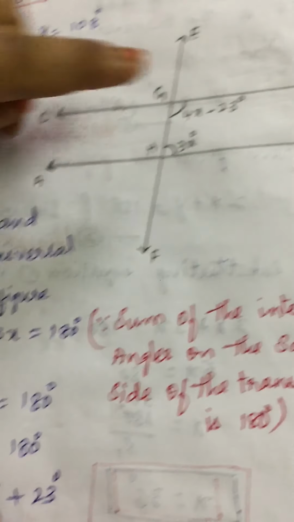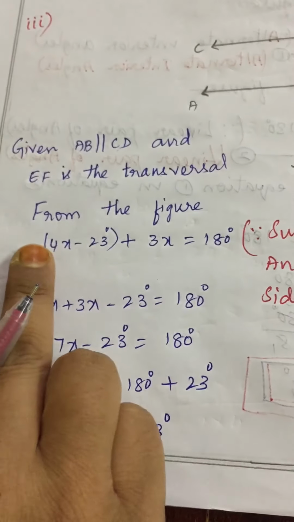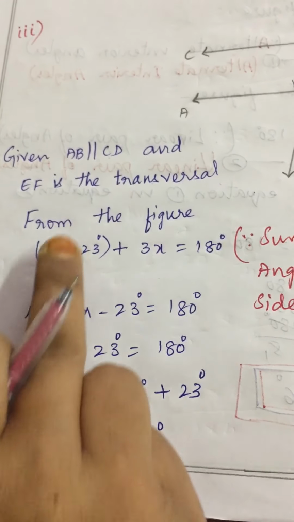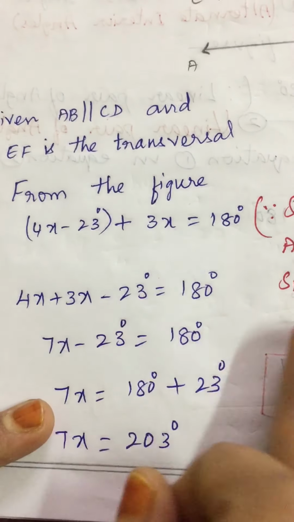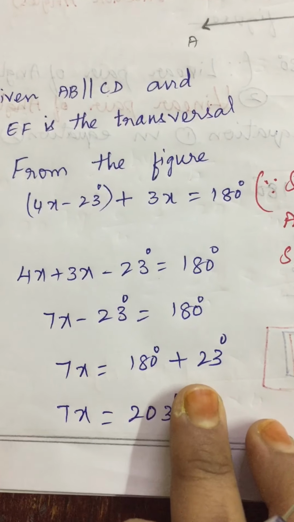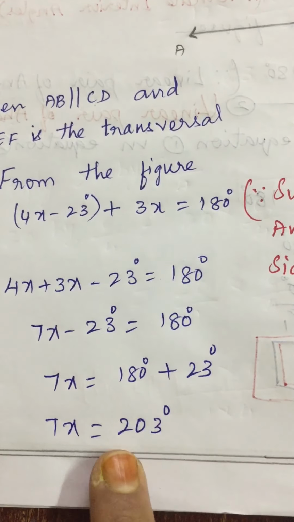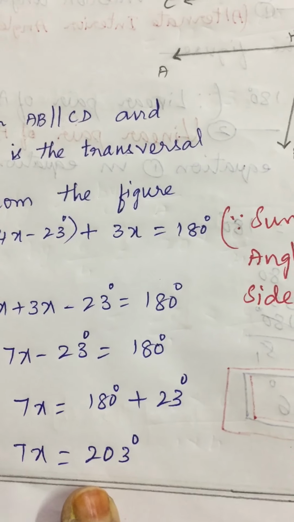So we are doing that only. 4X minus 23 plus 3X is equal to 180 degrees. 4X plus 3X, same variable, so we can add 4 plus 3, 7X. This minus 23 as it is, that is equal to 180. Minus 23, if you send that to the other side, becomes plus 23. So 7X is equal to 180 plus 23. 180 plus 23 is nothing but 203. 7X is equal to 203.